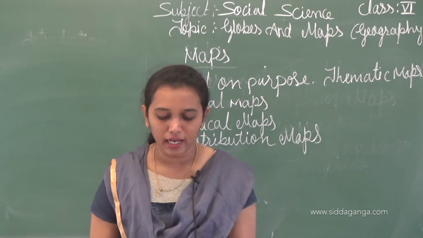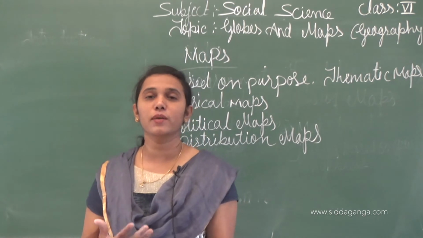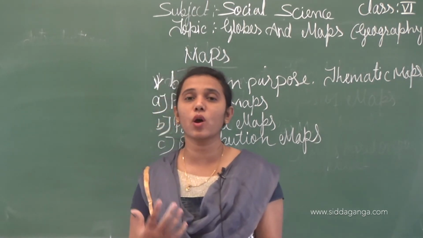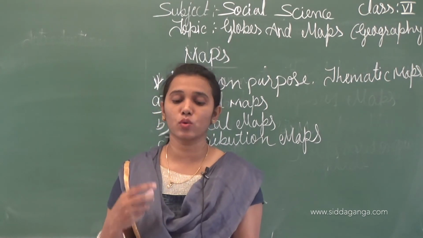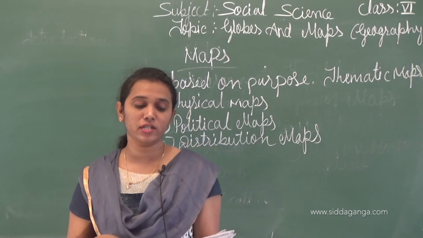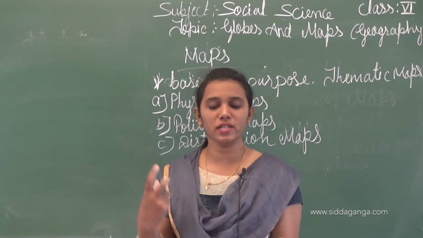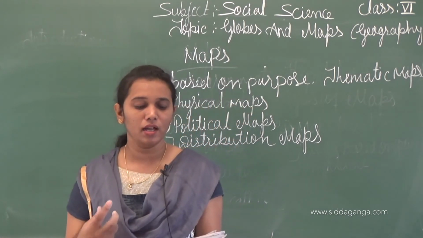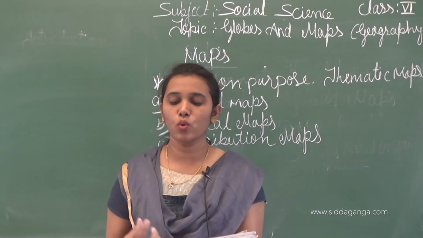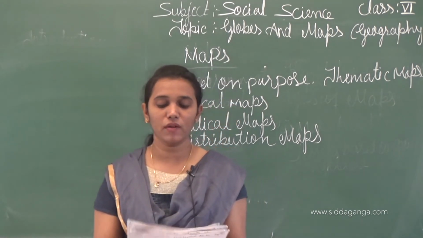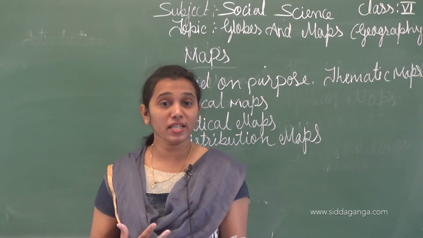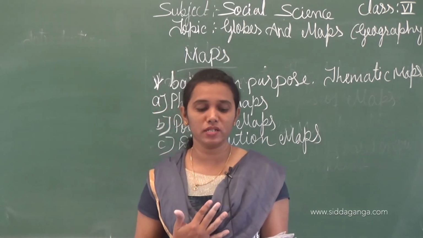Types of soil, natural vegetation, what are the plants and trees, crops, minerals, industries, railways, roads, waterways, etc. Children, all this detail you can see in the distribution maps. Our school will have all these types of maps, children, isn't it?